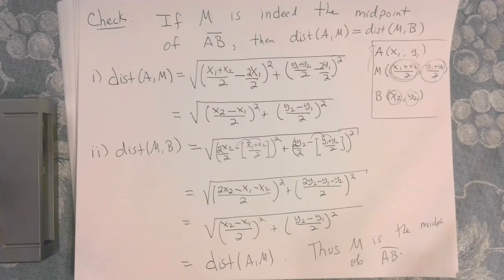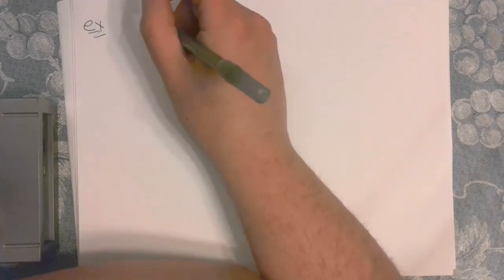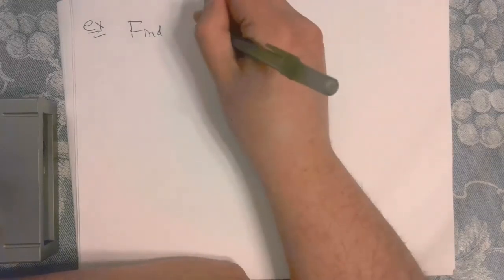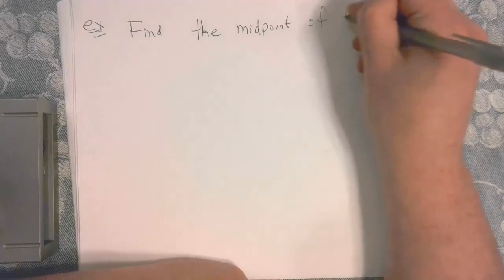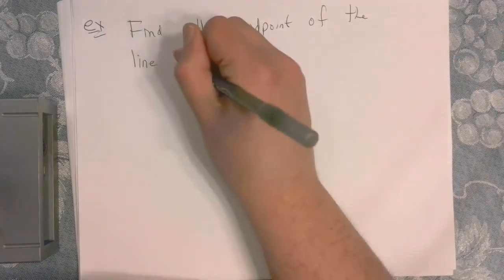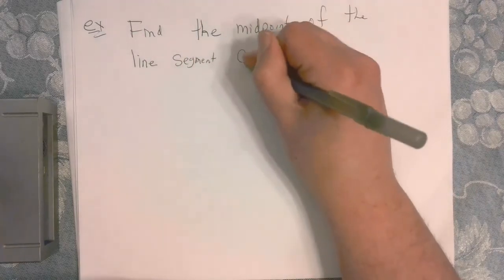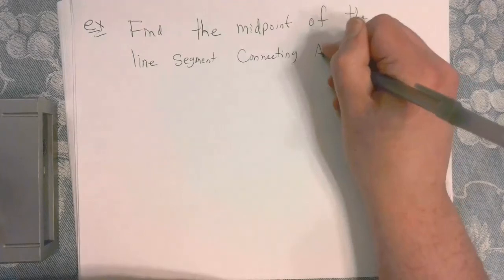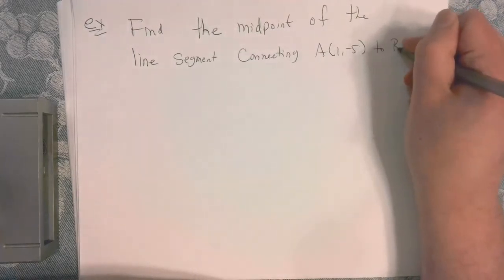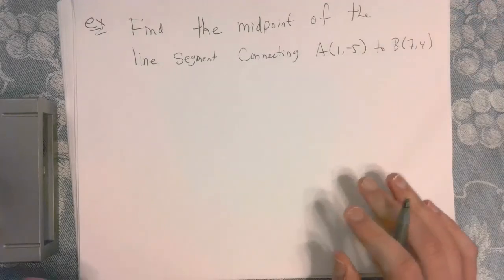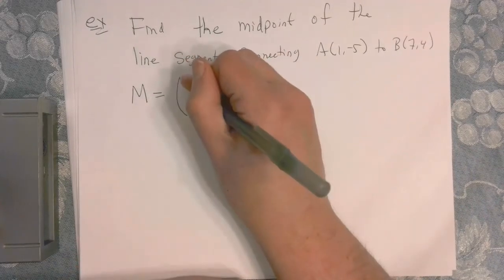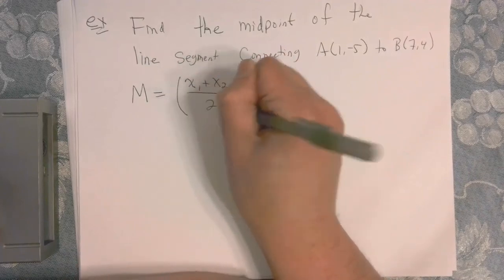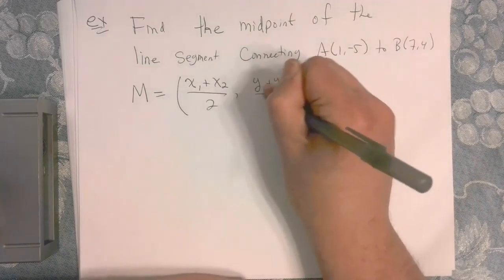All right, let's do an example. So yeah, let's go ahead and find the midpoint of the line segment connecting the point (1, -5) to the point (7, 4). And so we know for certain that the midpoint is just the average of the x values, comma, the average of the y values.